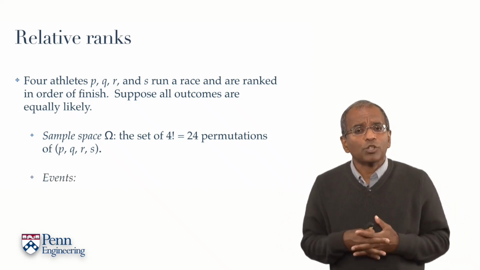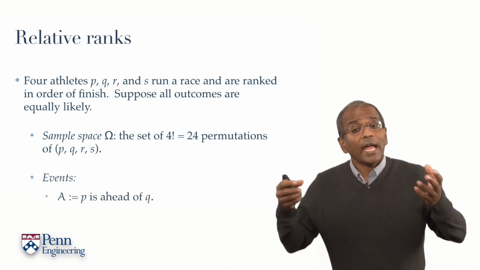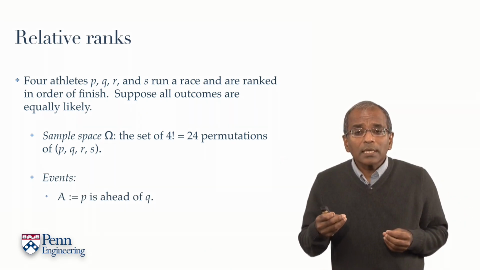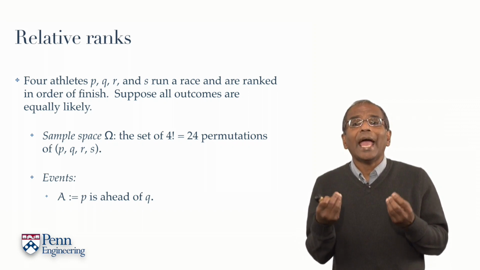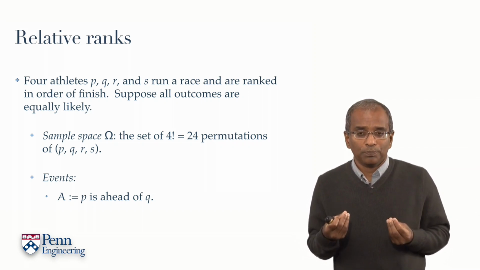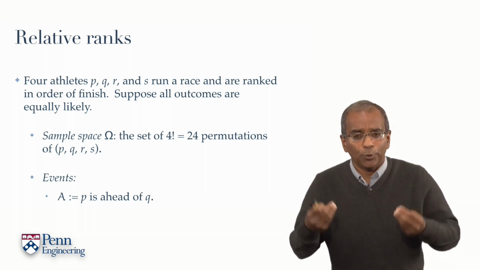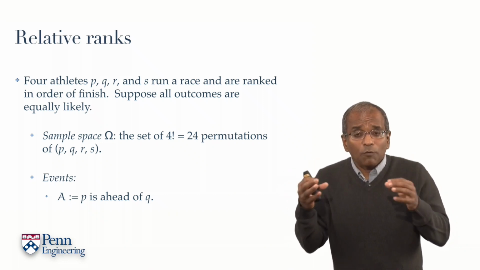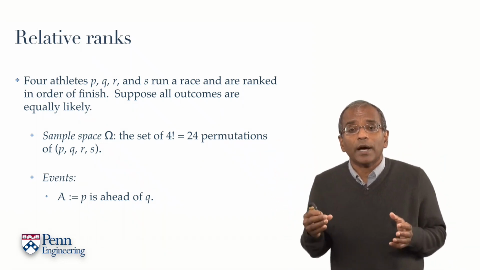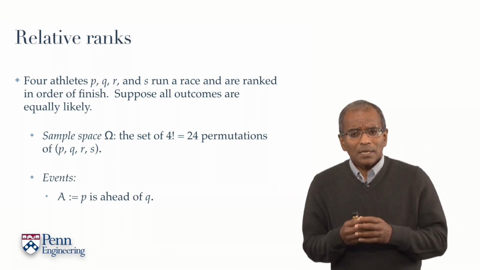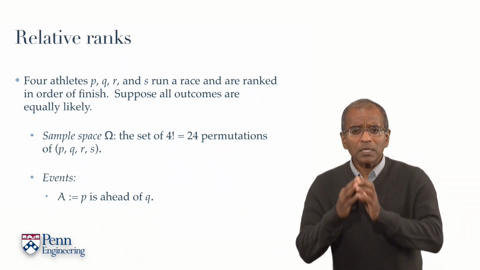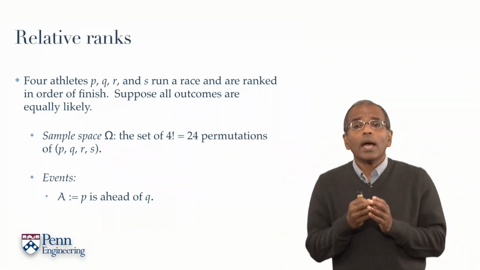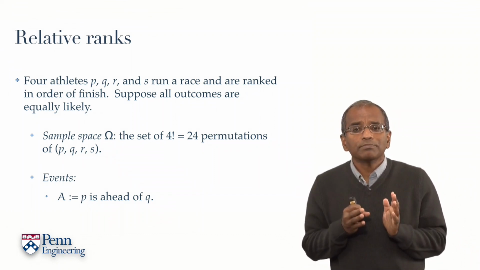Let's put in place some events of interest for us. So let's start with an event A, which connotes the possibility that athlete P ranked ahead of athlete Q. P was ahead of Q. Of course, this is in ordinary language. But it is an event, and therefore it is a subset of the sample space we have identified. Which subset is it? Well, I won't write down all the possibilities for you, but now it should be easy enough to imagine. I want to look at all strings of 4 letters where P appears before Q.